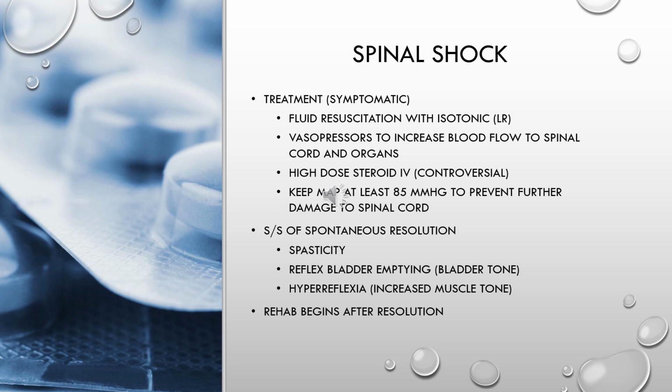So just in case, just so you know that sometimes you will still see high-dose steroids given to patients in spinal shock to decrease inflammation. You do want to try to keep their mean arterial pressure at least at 85 millimeters of mercury to prevent any further damage to the spinal cord or to any of the other organs. So you want to kind of maintain that blood pressure a little higher.